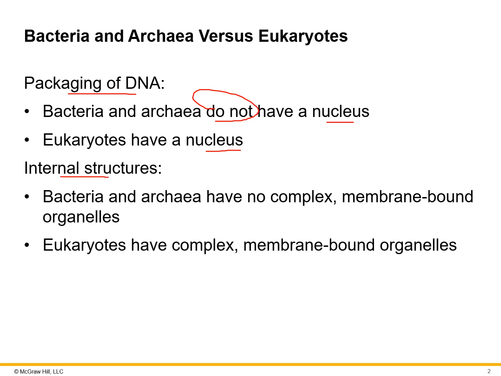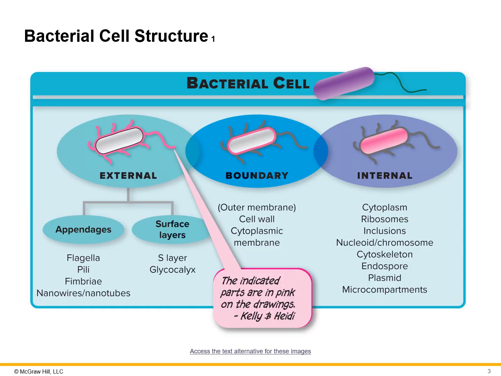Bacteria and prokaryotic cells don't have those complex membrane-bound organelles, whereas eukaryotic cells do. In addition to the nucleus, they have other organelles like mitochondria, the Golgi, the endoplasmic reticulum, and many other types of organelles. So just looking at the basic cell structure for bacterial cells.